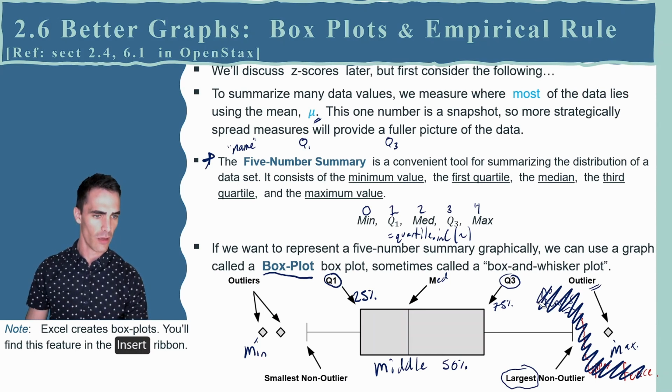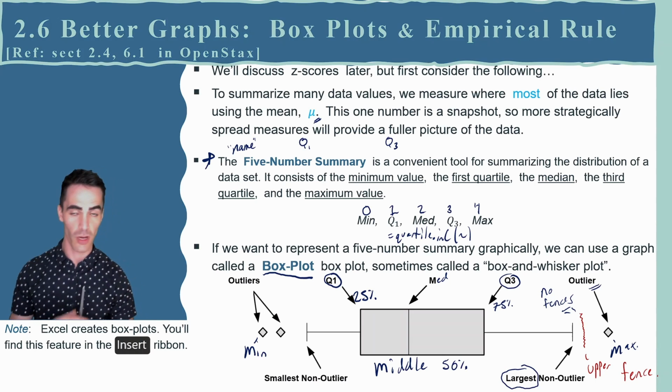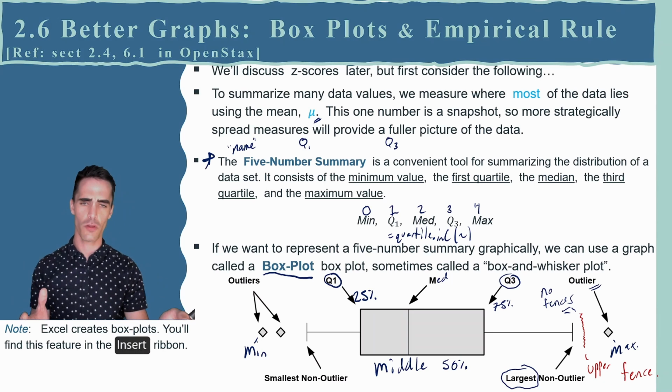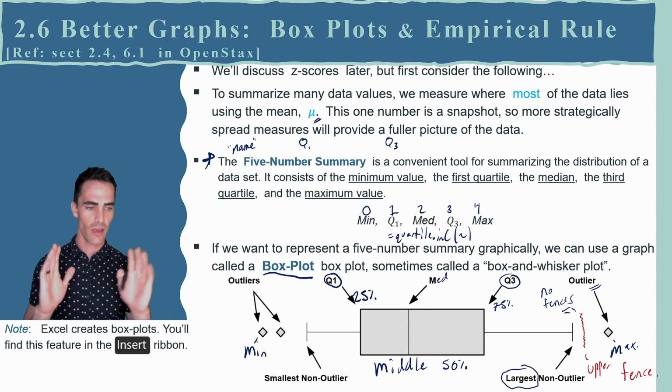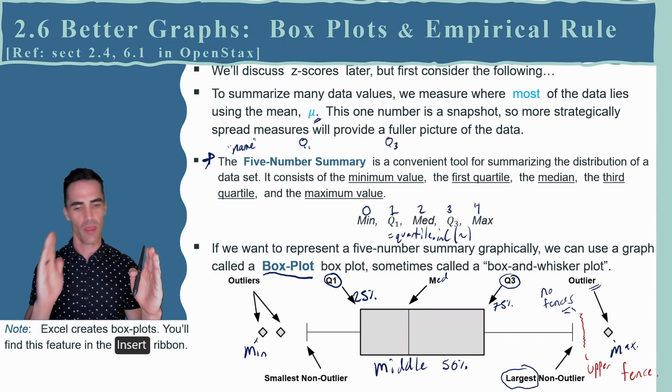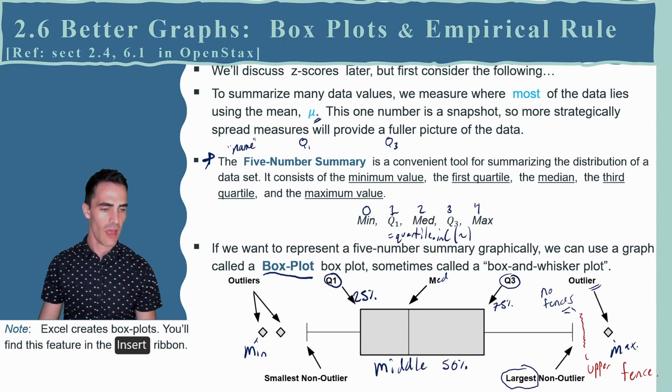Fences are really a bit esoteric. It should be for those people who understand a box plot. They should go, hey, look, how did you know those are outliers? And the people in the know go, oh, I know how those were identified. There are these invisible fences somewhere outside of that largest non-outlier and outside of that smallest outlier.